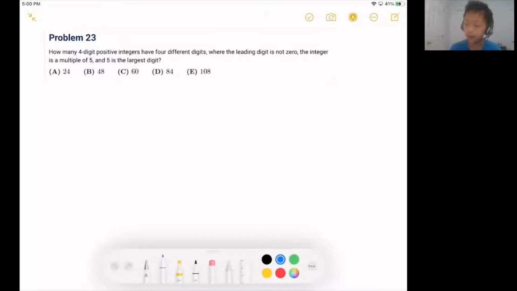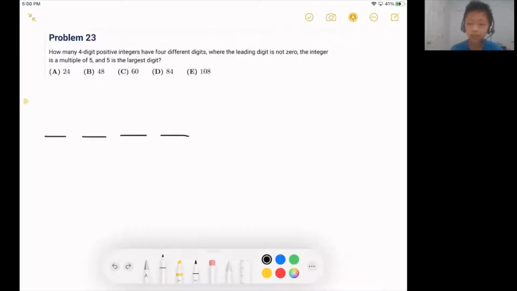So we want to find how many 4-digit numbers there are. So I'll just draw 4 blanks to represent the 4 digits. The first condition is the leading digit is not 0. That just means this digit is not 0. It can be any other digit though. Then we're given the integer is a multiple of 5. Okay, that's pretty interesting. And 5 is the largest digit.